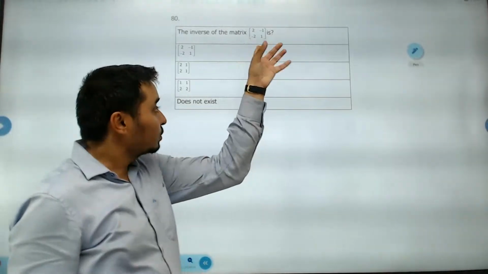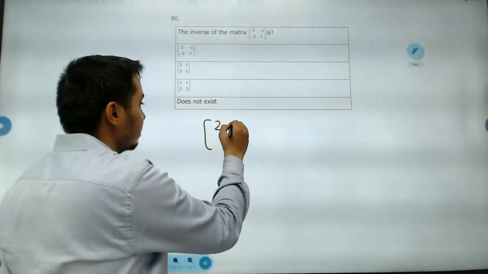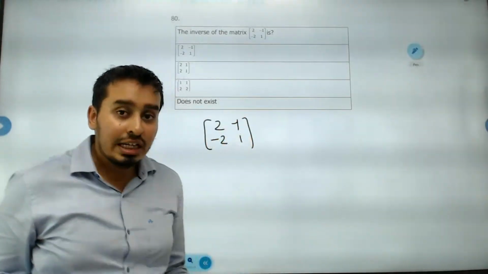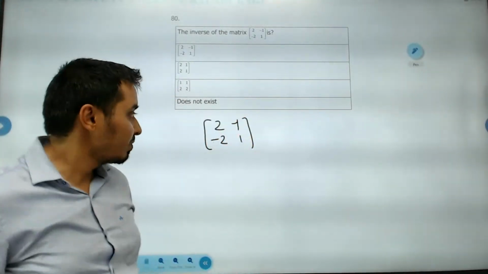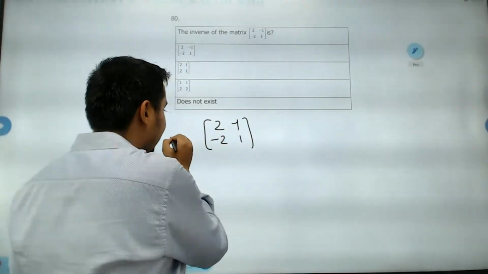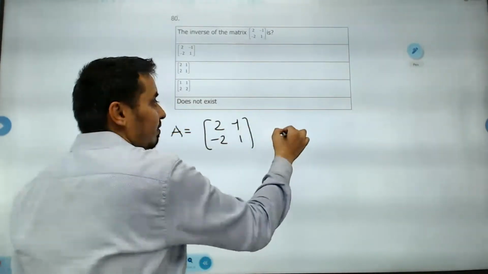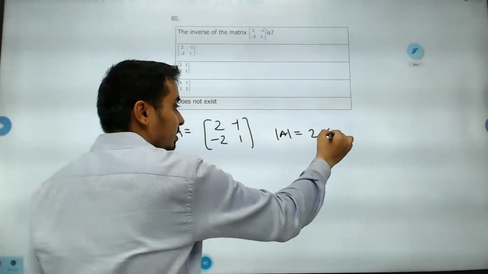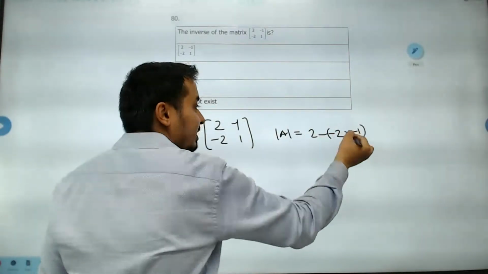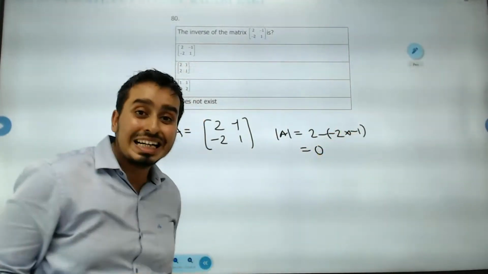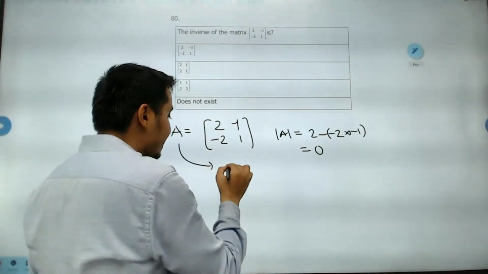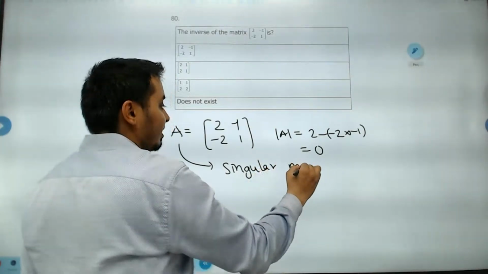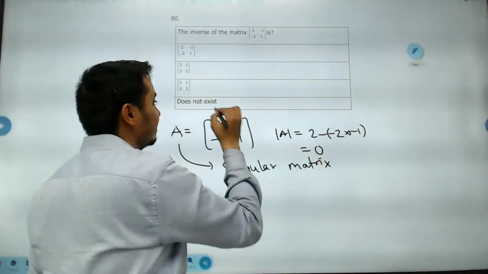Inverse of the matrix [2, -1; -2, 1]. Now, as we know, the inverse of any matrix is adjoint of A by determinant of A. Let's try to find the determinant of this matrix. Let me call it A, right? If I find det A, it is 2 minus 2 into minus 1, which is again 2, so this becomes 0. So this matrix is singular, right? If it's a singular matrix, its inverse will not exist. It's a singular matrix, so its inverse doesn't exist.